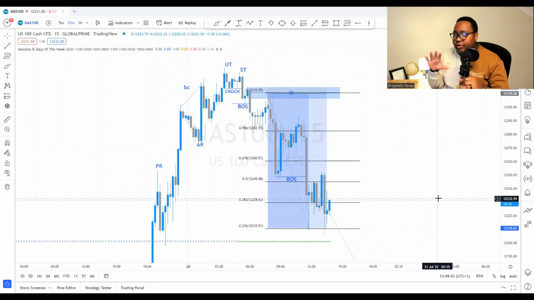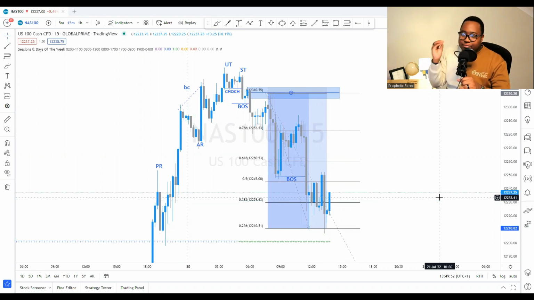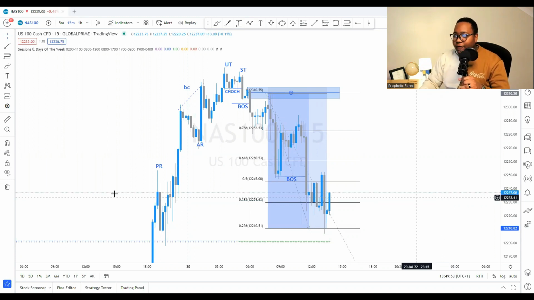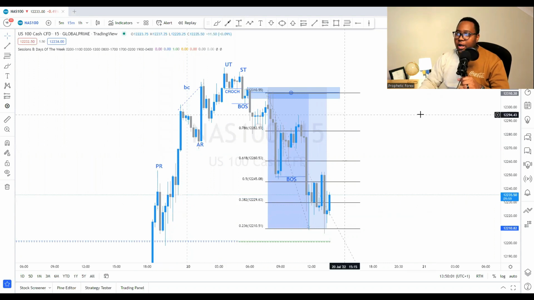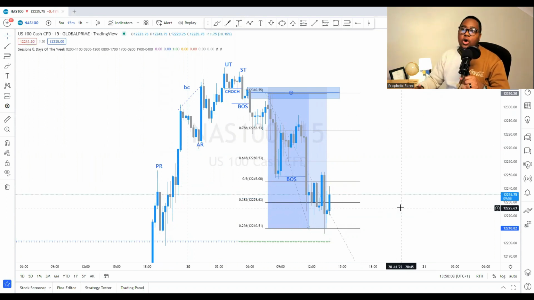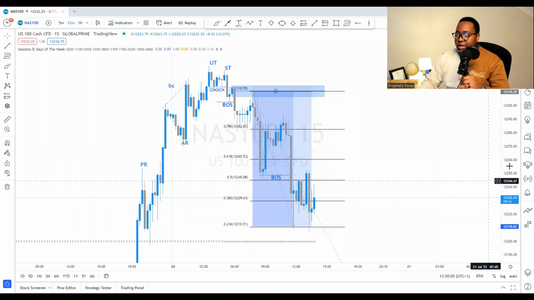Okay, family. So as you can see, I'm on my NASDAQ chart, and I'll just be talking you through how I took this trade because we want to make it as educational as possible. Okay, so the first thing, as you can see, I have the Wyckoff schematic here just highlighted for you, and I'll explain it in a few. And I took my trade, of course, with smart money concepts. Okay, so let's start here.